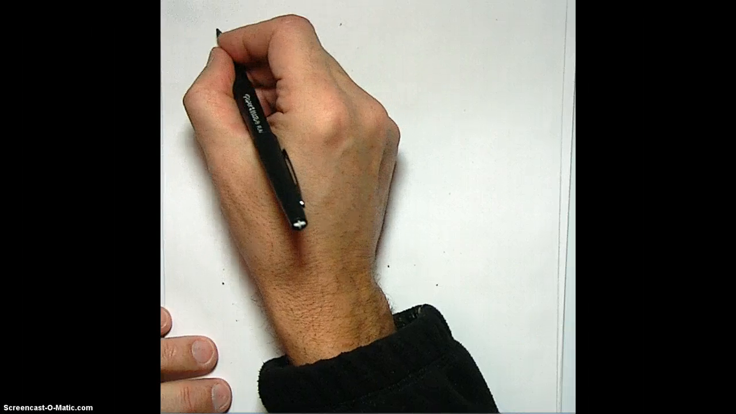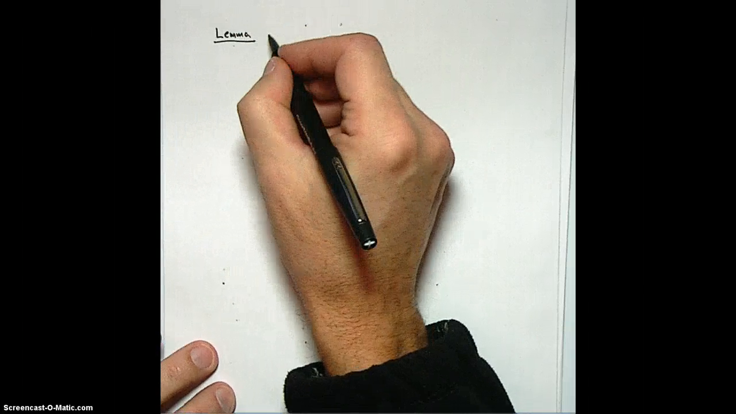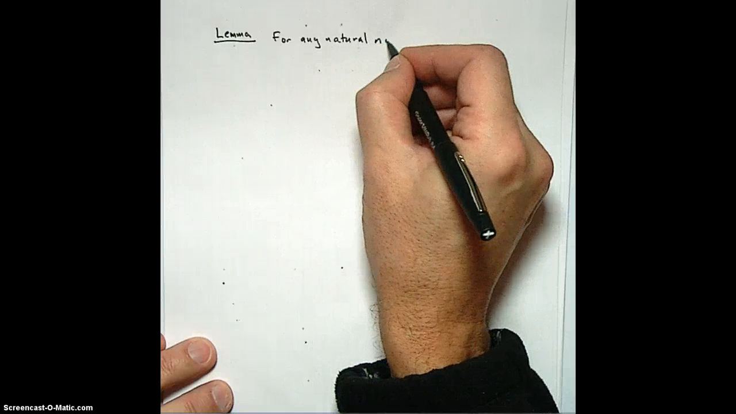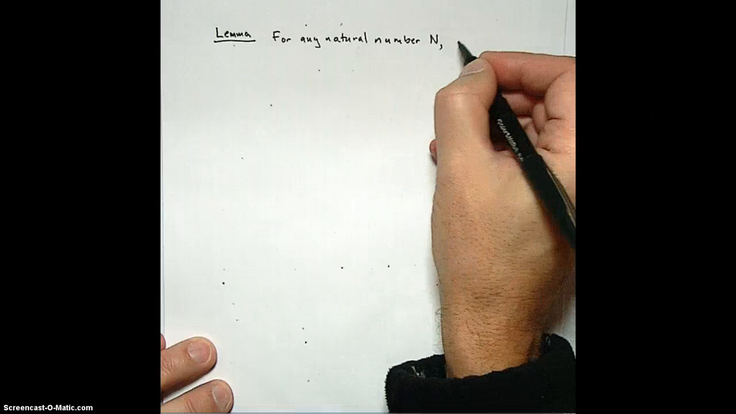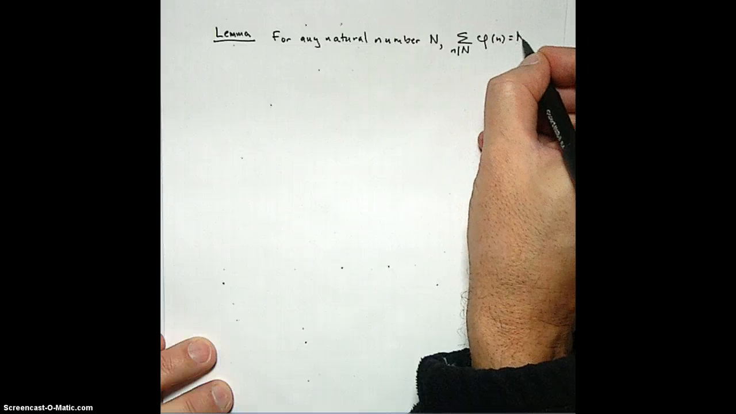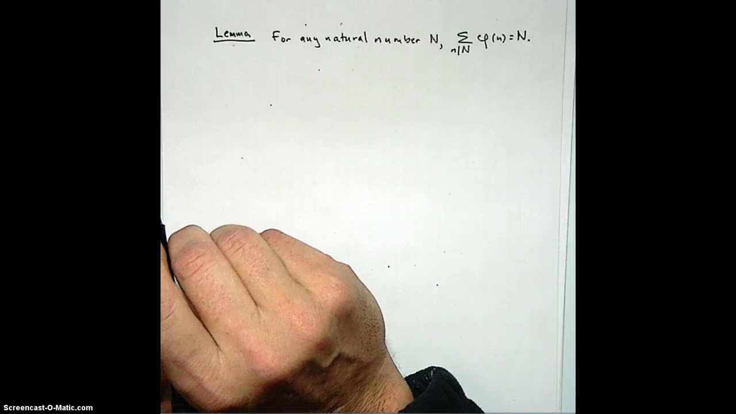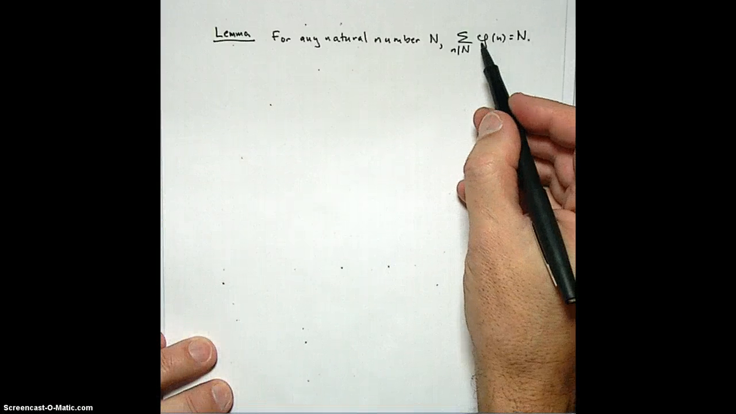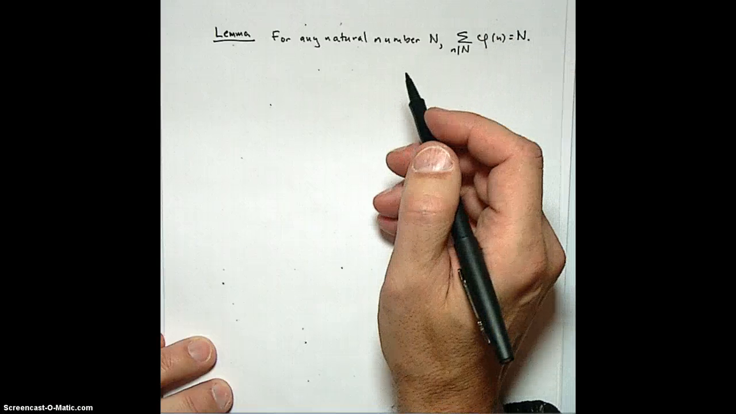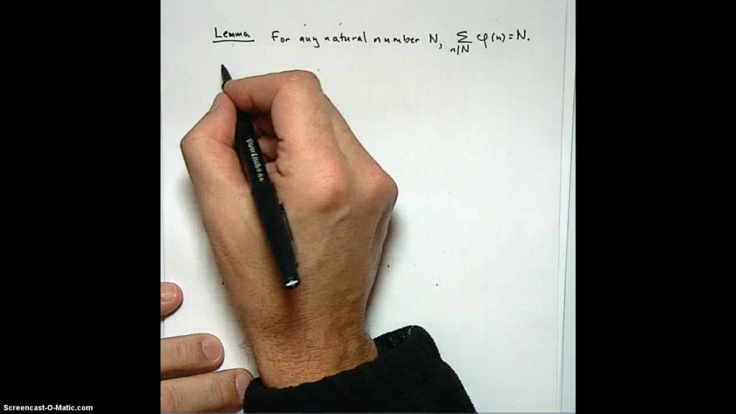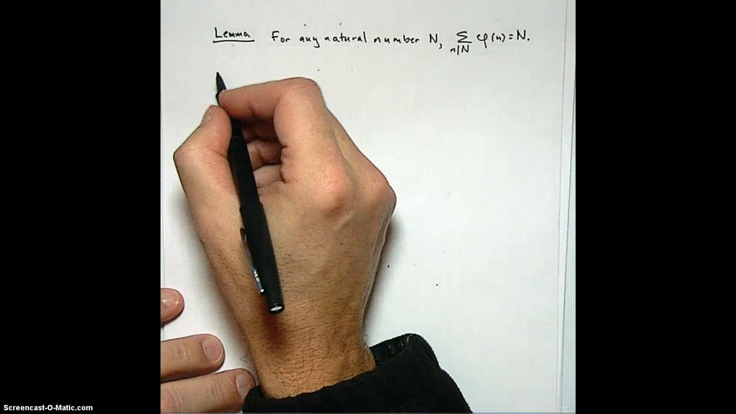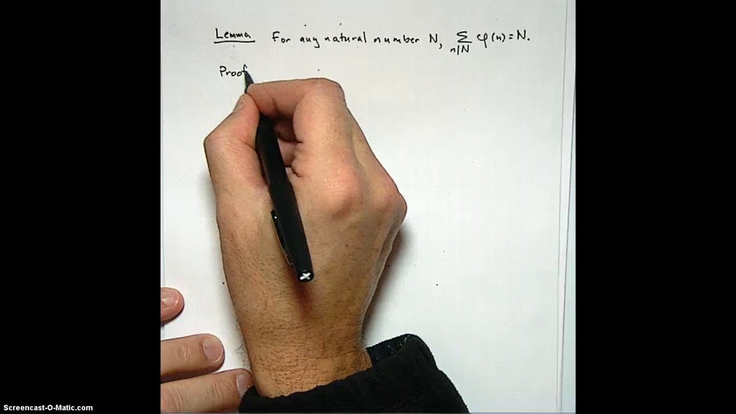Okay, so now we need this lemma, which says for any natural number n, the sum over all the divisors of n of phi of n equals n. All right. Actually, I should point out that sometimes I write phi this way, and sometimes I write it the other way with the vertical line through the circle. They mean the same thing. All right, so this is a formidable looking sum, but it's actually really an obvious fact. If you look at a couple of examples, you'll see.